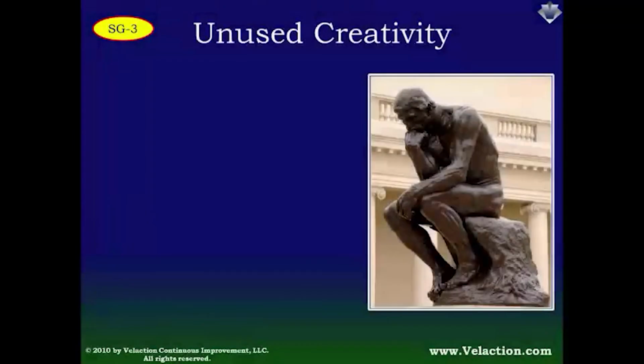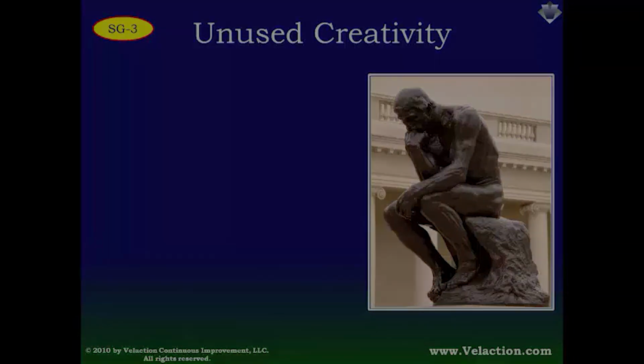A final form of waste is unused creativity. Now, the 7 wastes I already mentioned are commonly attributed to Taiichi Ohno, the Toyota leader who is considered by many to be the father of modern lean. Unused creativity, though, has gained momentum in recent years and is often seen attached to the original 7 wastes as it is here.